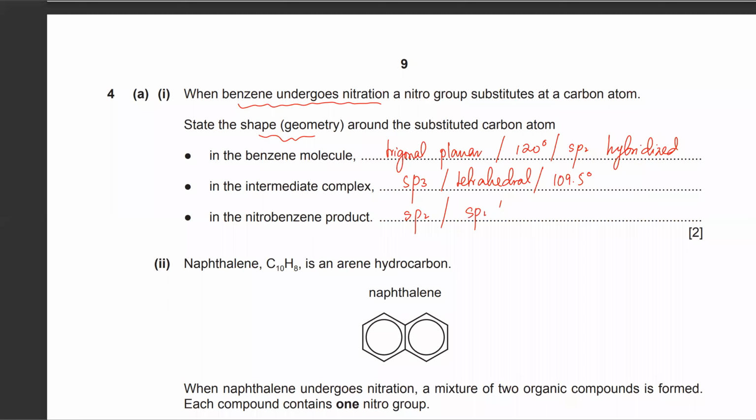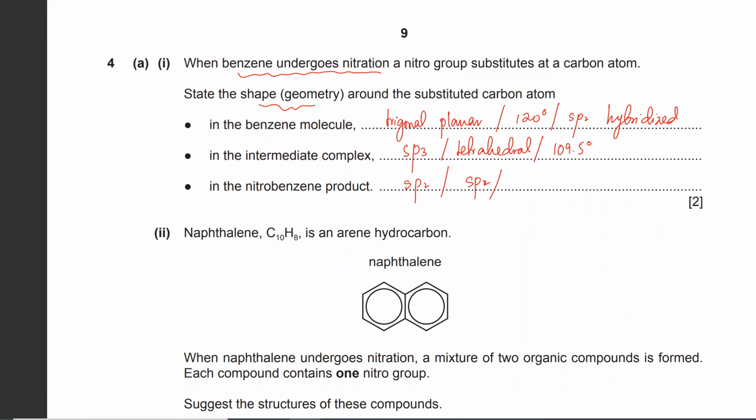It's again sp2. सर आप ये intermediate explain कर सकते हैं दोबारा? मैं explain करता हूँ. Just one second. So it's again sp2. It's again trigonal planar. And it's going to be 120 degrees again.